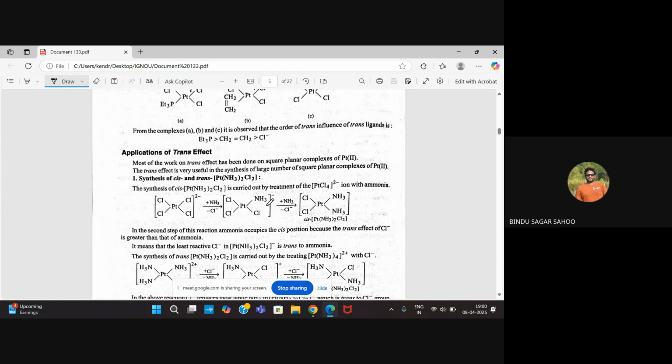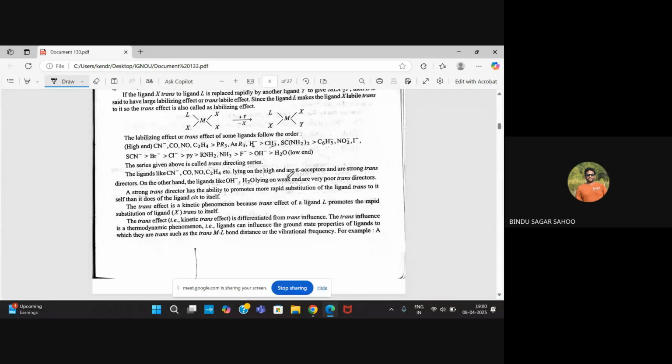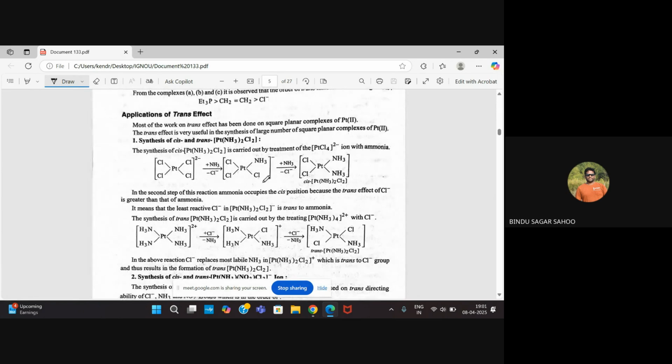So tell me, out of NH3 and Cl, whose trans effect is more? You can check here the trans effect of NH3 and then the trans effect of Cl. The trans effect is more for Cl minus, and the trans effect of ammonia is less compared to Cl. That means in this direction, there will be more labile effect, or more trans effect.